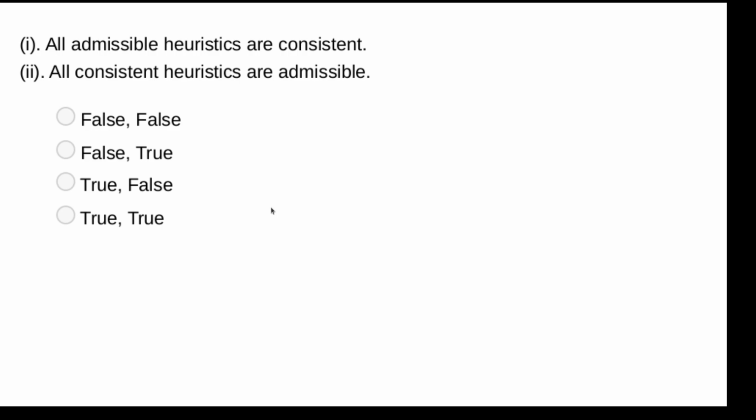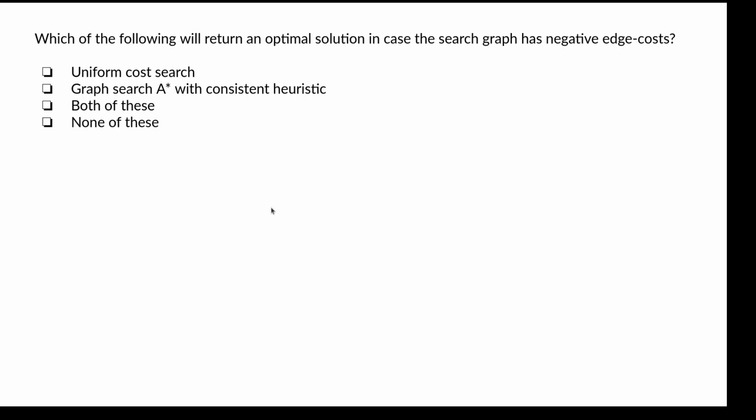So if you could recall, we discussed an important theorem which was saying if it is a consistent heuristic, then it must be admissible. That follows. So the first one is saying all admissible heuristics are consistent. No, it is not, because admissible is a superset of consistent, not the reverse. So the first one would be false and the second would be true. So it will be false and true, which is B, right?